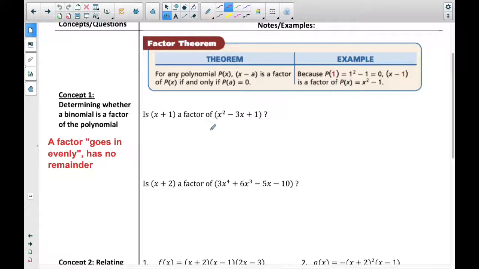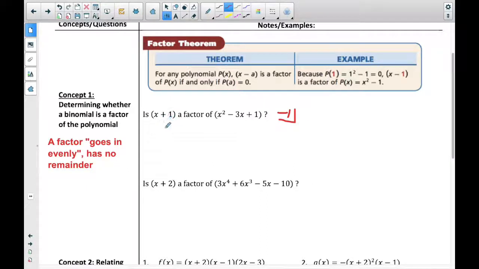So we have options here on how to do this. We need to divide it. That's basically what it's asking us to do: is it going to divide and have a remainder or not? Our two choices on division are synthetic division or long division. Or if you are a box method person, you could do the box method. I'm going to do synthetic division. I think most people prefer that method.